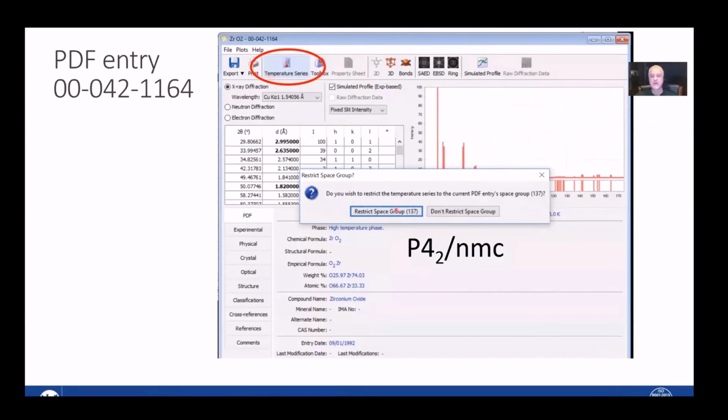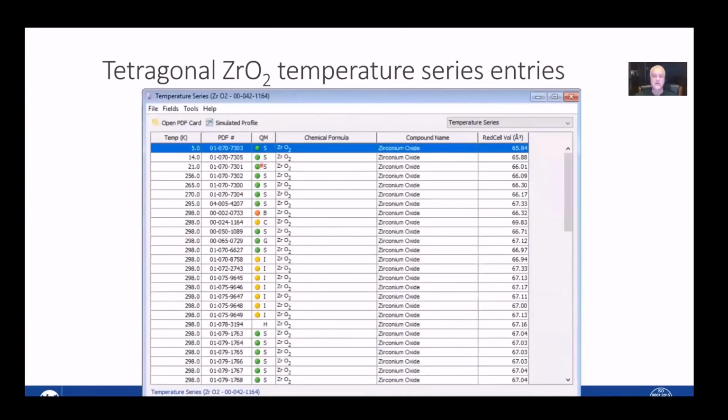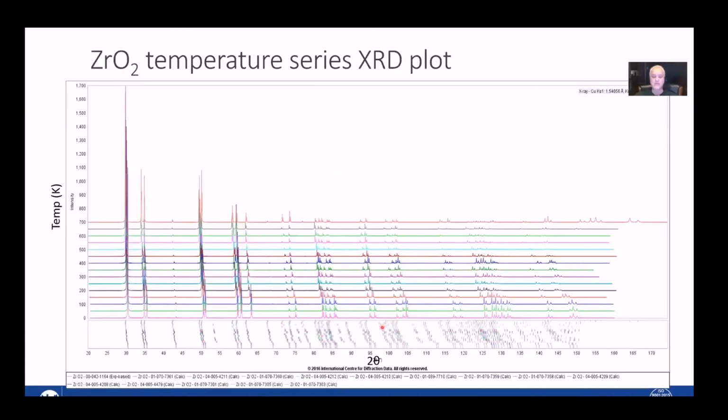When you click on that, it will ask you, do you want to focus on similar materials with the space group P4 sub 2 over NMC? And when you do that, you'll have a list of entries here that you can do your characterization on. When you look at these simulated patterns, you can in fact see as a function of temperature, there is a shift in the diffraction peaks consistent with thermal expansion.